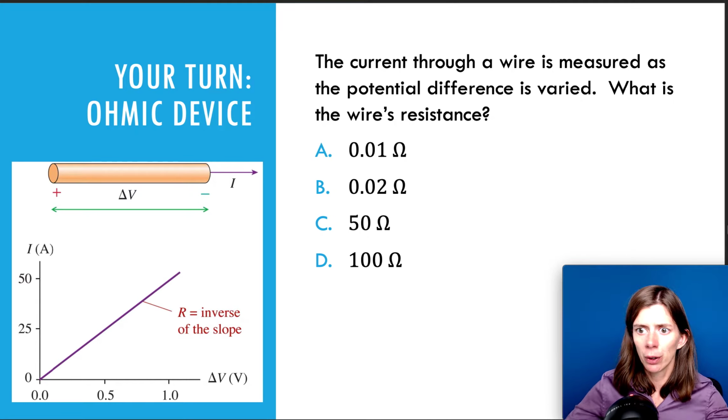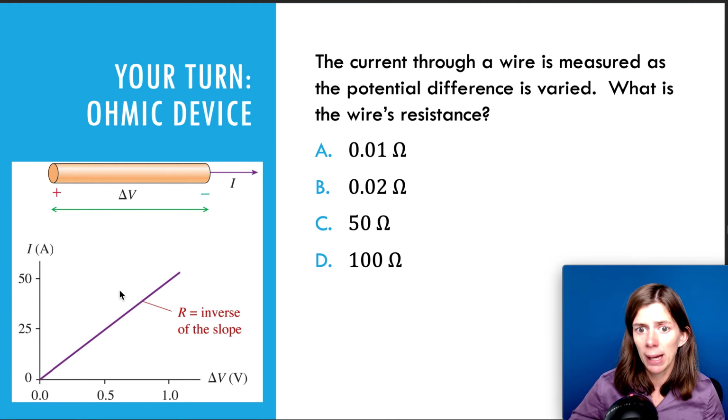So the only other thing in this section is interpreting this graph. We have the current through a wire measured as the potential difference is varied. What is the wire's resistance? This is something that is done in some college physics labs where you have a wire or a resistor and you keep increasing the voltage, and each time you measure the current through the circuit and then you plot the points and it's going to form a line. And what you do is you put a line of best fit through those points. And then you can interpret this data and get the resistance of your resistor.